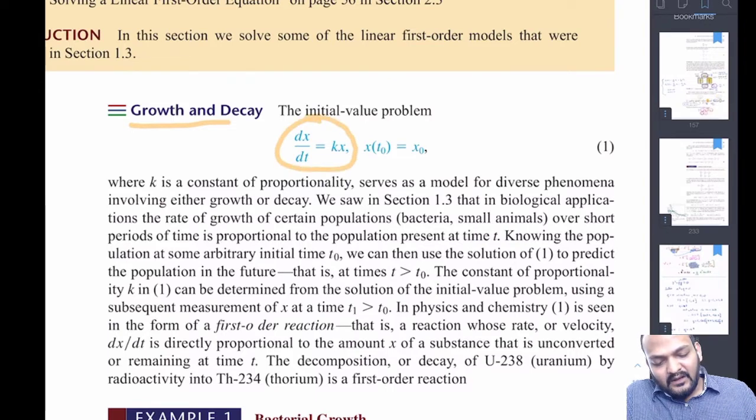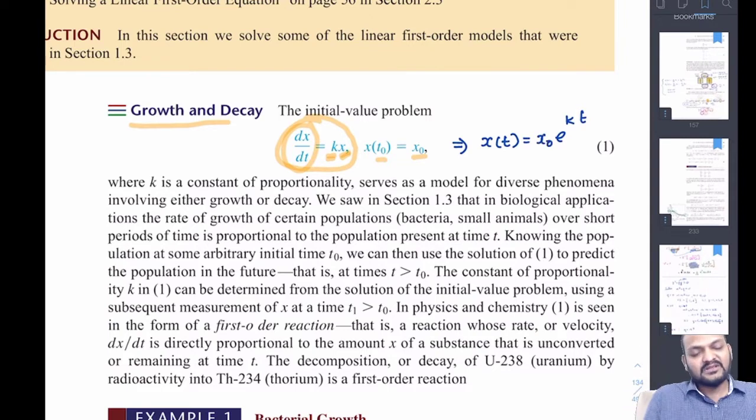The rate of change is some sort of growth rate times the amount of population, and here is the initial population. Then it's always going to grow. We know the solution to this. The solution would be x of t equals x naught, that initial population, times e to the kt. We know how to solve them.